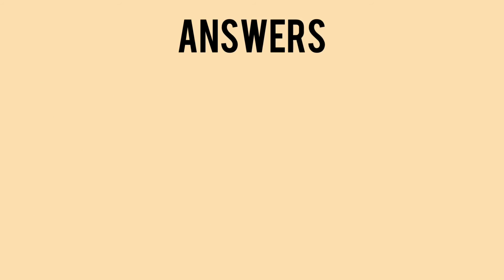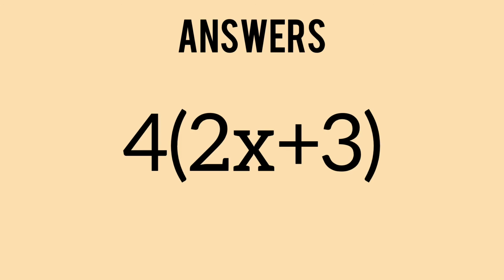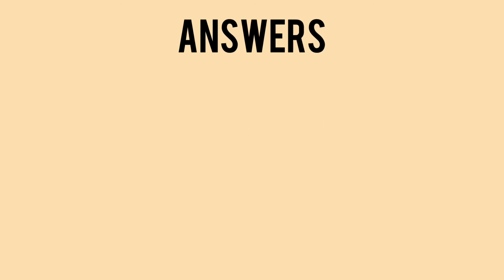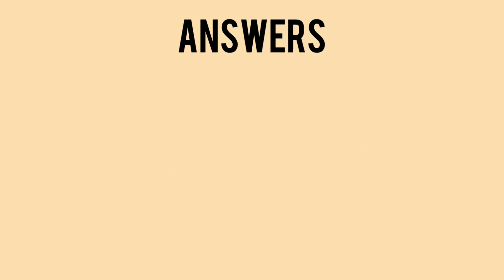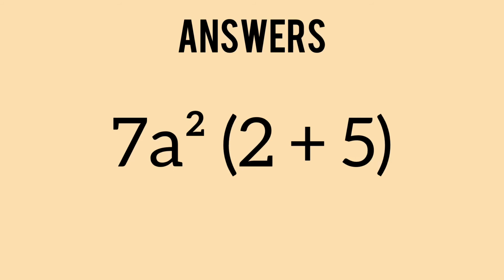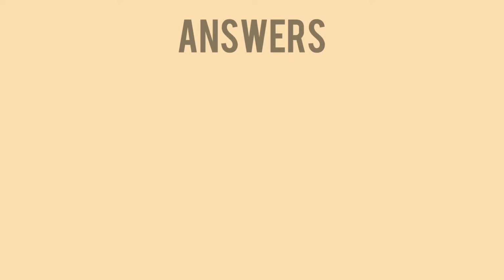Here are the answers. For the given 8x plus 12, the answer will be 4 multiplied with 2x plus 3. Next, for the given 12x to the power of 4, y to the power of 5 minus 3x cubed, y to the power of 4, the answer will be 3x cubed, y to the power of 4 multiplied with 4xy minus 1. And for the last given equation, which is 14a squared plus 35a squared, the answer will be 7a squared multiplied with 2 plus 5. If you are still confused, you may refer to the equations given earlier.